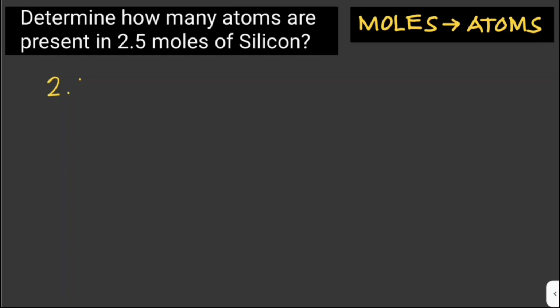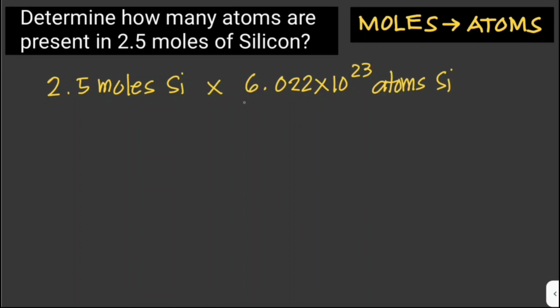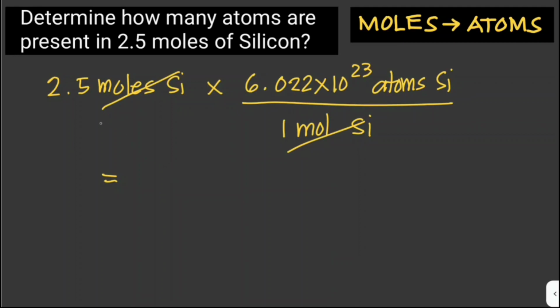So that will be 2.5 moles of silicon, and then by using the Avogadro's number, which is equal to 6.022 times 10 to the 23rd atoms, we just multiply this by 6.022 times 10 to the 23rd atoms silicon per 1 mole silicon, and this one cancels out, so our answer would be 2.5 times 6.022 times 10 to the 23rd atoms, so we have 15.05 times 10 to the 23rd atoms of silicon.